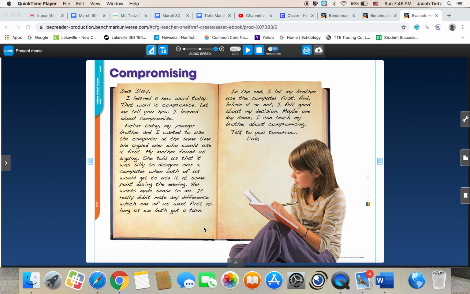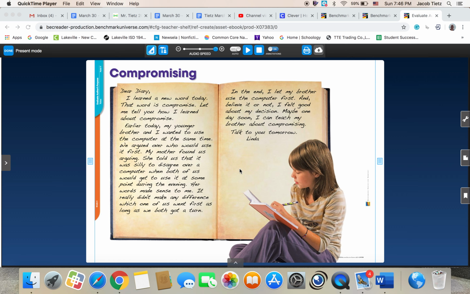In the last paragraph, she's informing us that she let her brother use the computer first and that she felt good about that. So overall, it seems that she is informing us about a word that she learned. If we want to go through that evidence, we can talk about how she learned the word compromise, about the situation that taught her what compromise is, and then the feelings about compromising that she tells us in the last paragraph. So when we ask ourselves these questions, we can find what the author's purpose is.